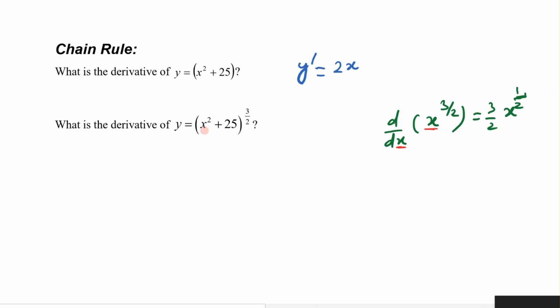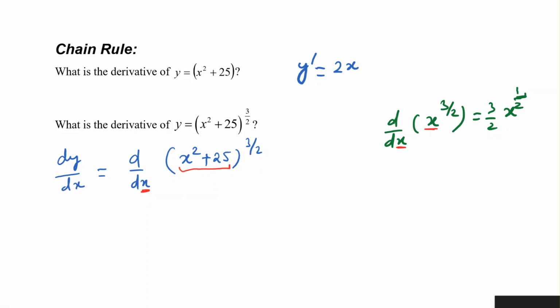But now in this case, if I try to take the derivative with respect to x, I see x squared plus 25 raised to the power 3 over 2. We notice that here we have x, but here we have something else, not only x. So we have a whole function. In this case, we cannot simply apply our power formula. We need to do some more work.